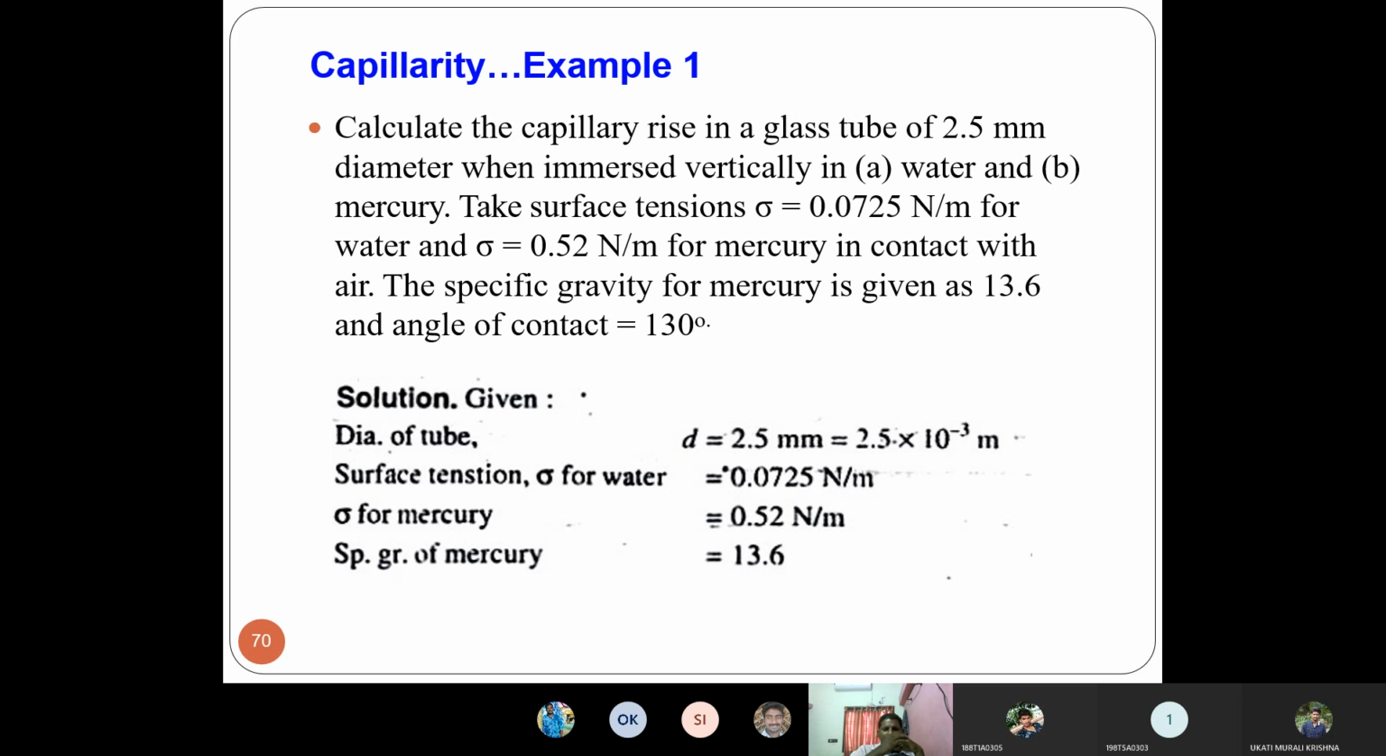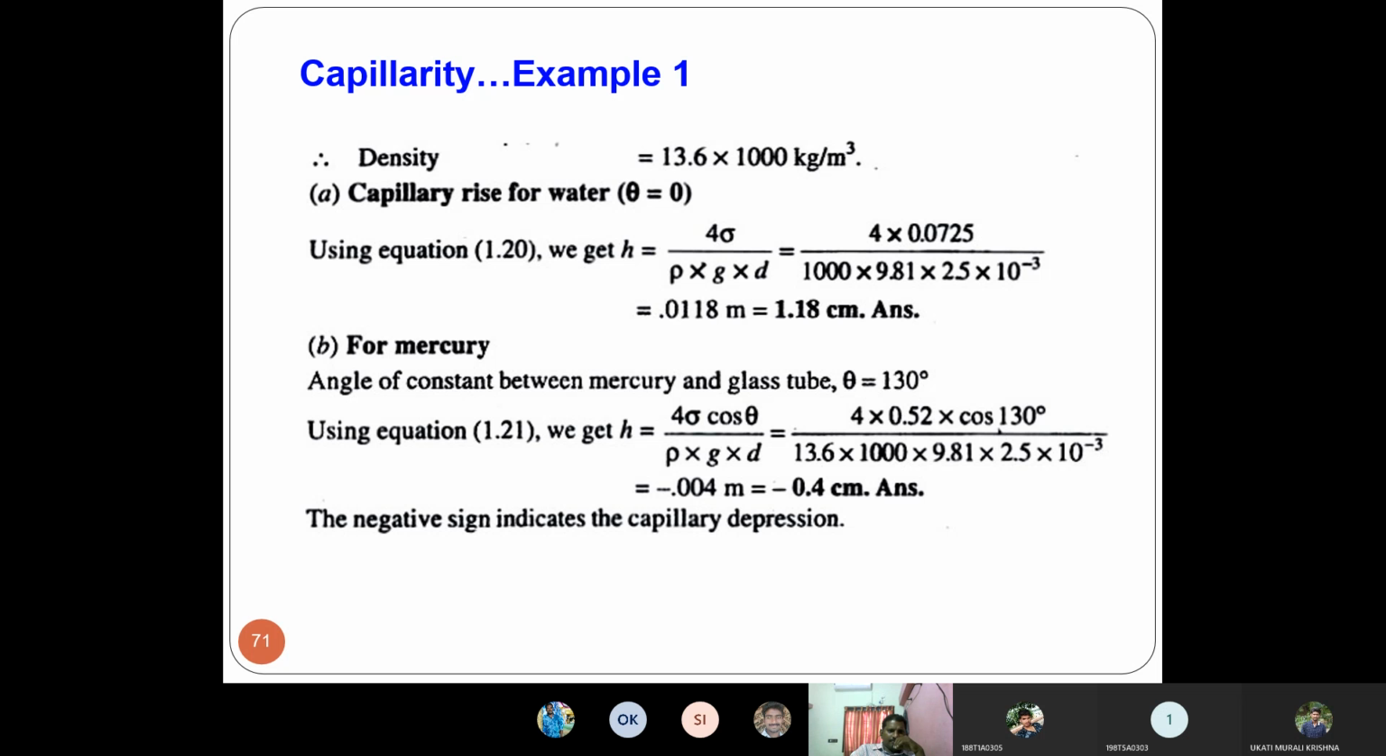So here, what's the problem? There are two beakers, two glass tubes given. A glass tube is dipping into water as well as mercury, and he is asking us to calculate the capillary rise in the glass tube. Okay. So here, what is the data given in the problem? Diameter of the tube, 2.5 mm, converted into meters, surface tension for water and surface tension for mercury, and specific gravity of mercury given in the problem. Density is equal to specific gravity into 1000. We got it.